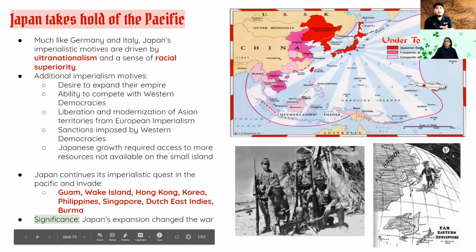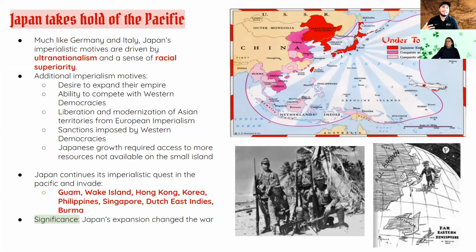So if you can't recall, we've talked about Japan, this totalitarian regime that pops up, and it is like Germany and Italy with its imperialistic motives that are driven by ultra-nationalism and a sense of racial superiority. Like the Germans, they have that same feeling that they are entitled to more land for their people. Additional imperialist motives are essentially to expand their empire, to have more resources outside of their island, the ability to compete with Western democracies, for them to take them seriously, and to modernize Asia and the Asian territories so that it is closer to the developments within Europe and elsewhere.